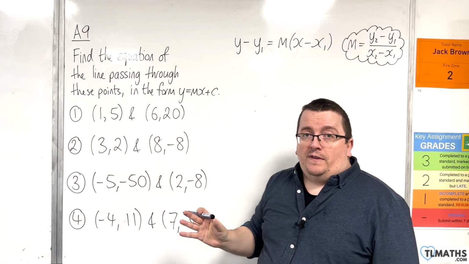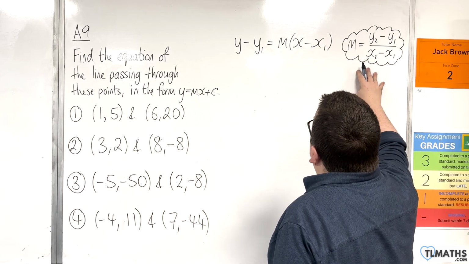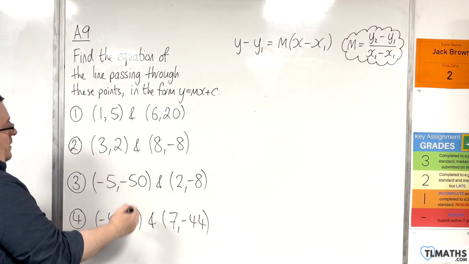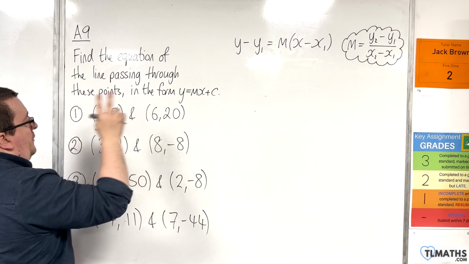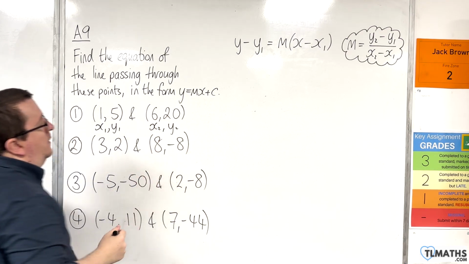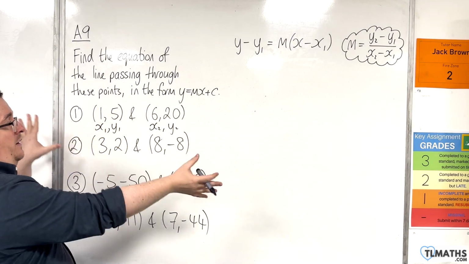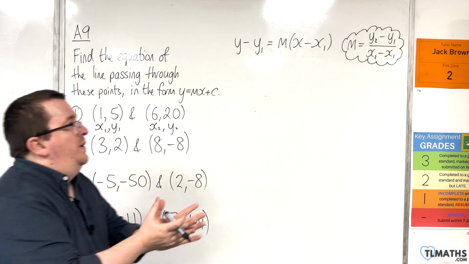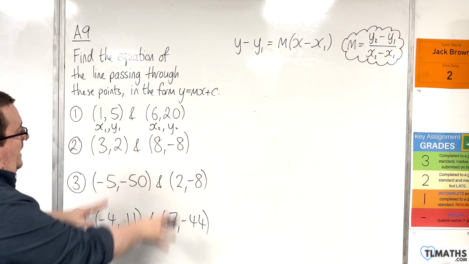Now, in order to do that, the first thing you need to do is work out the gradient of the line. And throughout, I'm going to use the first pair of coordinates as x1, y1, and the second pair as x2, y2. That is just so that I don't have to keep swapping, because we've shown in a previous video that it works both ways, so I'm just going to stick with that.